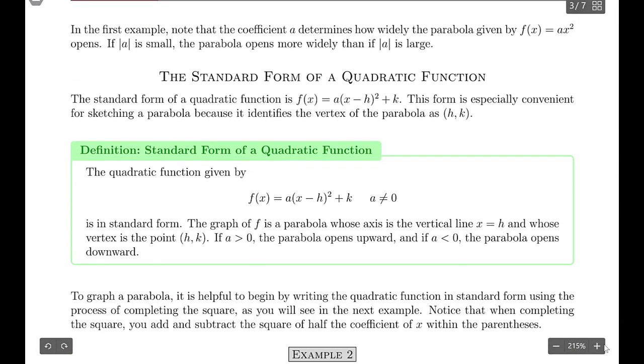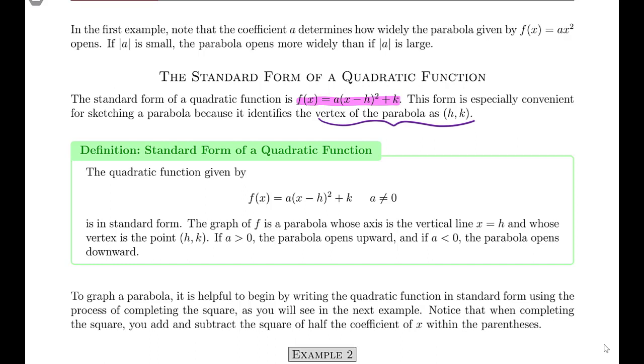Standard form of a quadratic function is what we're getting ready to talk about on this next part. The standard form of a quadratic is given by f of x equals a times the quantity x minus h, quantity squared, plus k, and (h, k) is the vertex of the parabola. That's where that minimum or maximum value occurs.